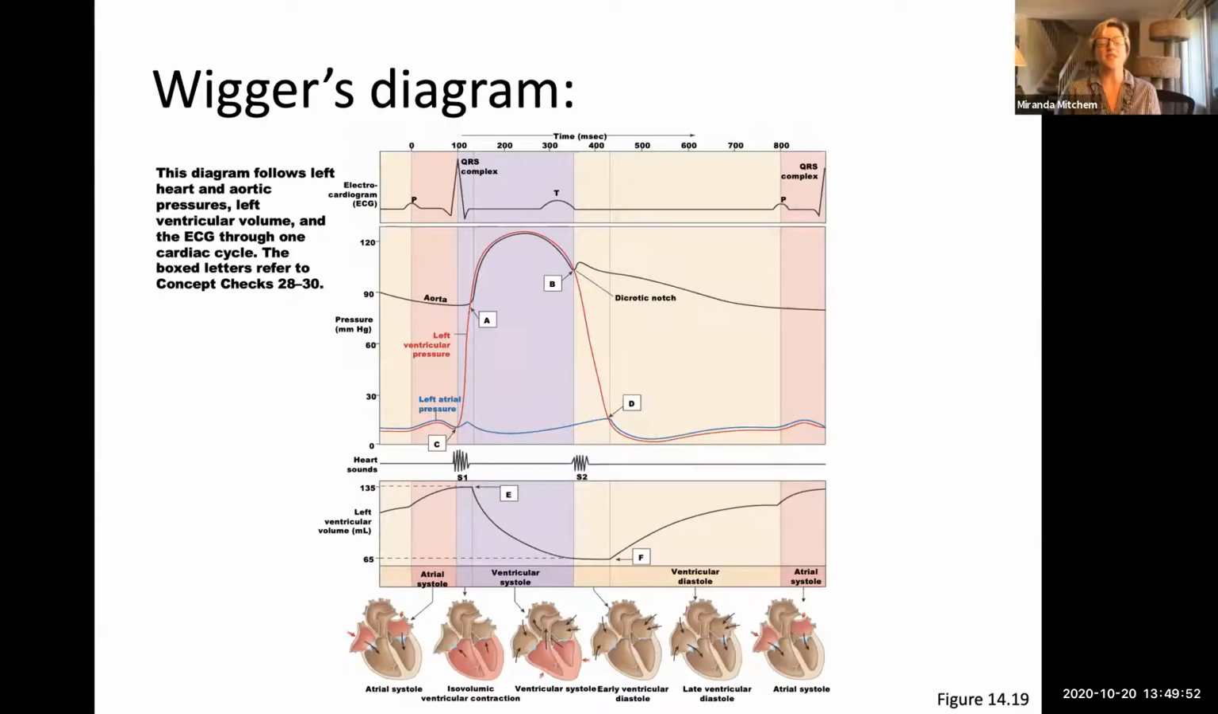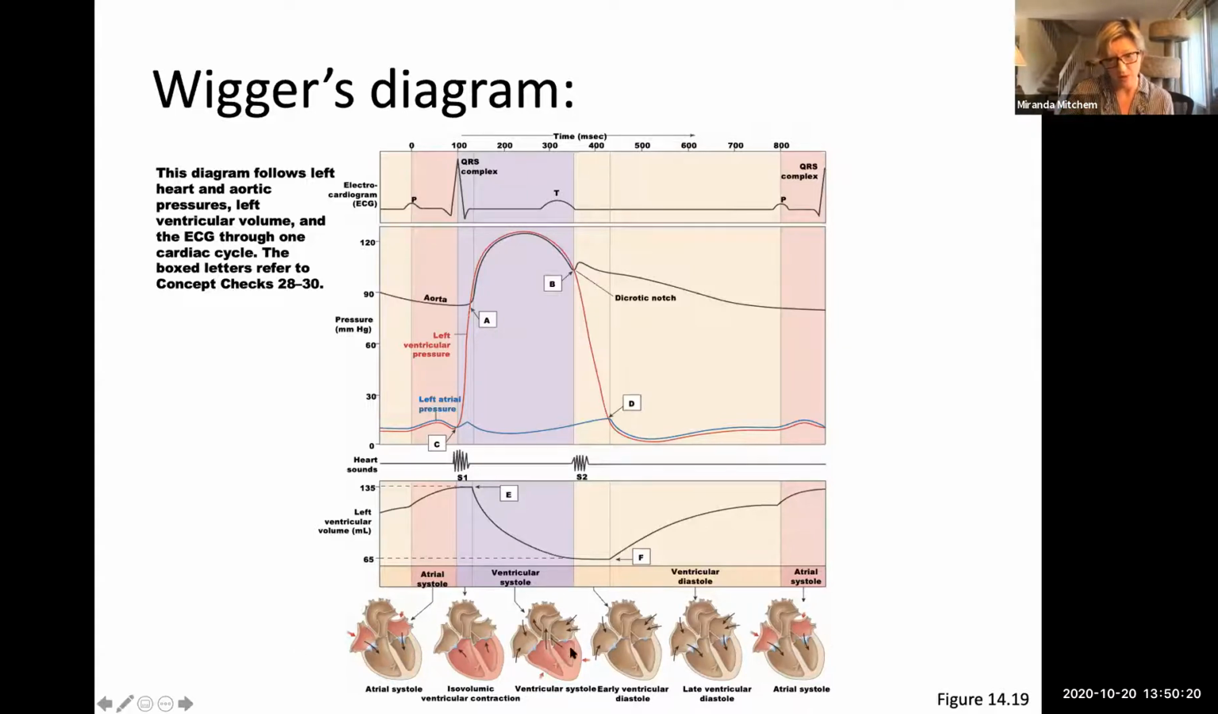All right, that brings us to what's called Wiggers diagram, which has a lot of information on it. I would never expect you to memorize Wiggers diagram, but I would expect you to extract information out of it if you're given it on an exam and asked questions about it. So let's put it together. We've actually looked at most all of this already in different segments. Like we've seen all this before.